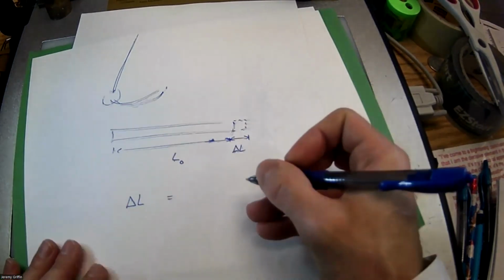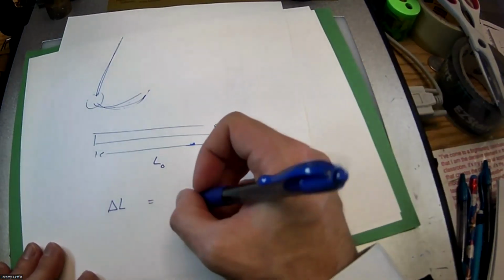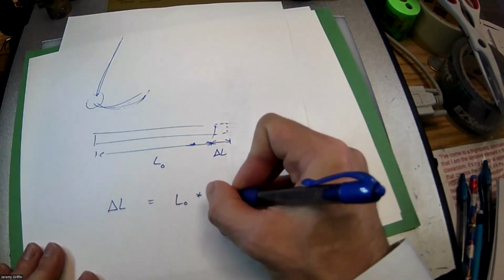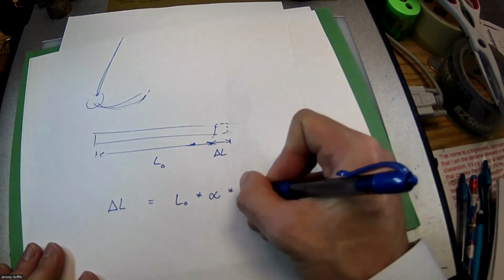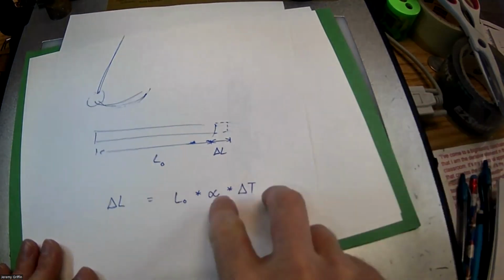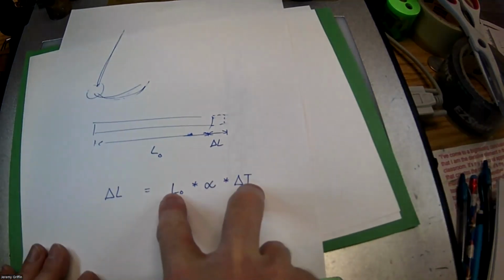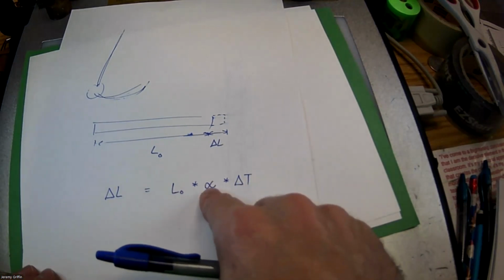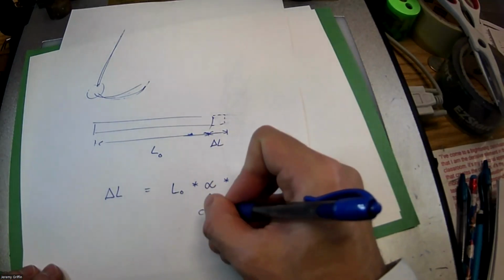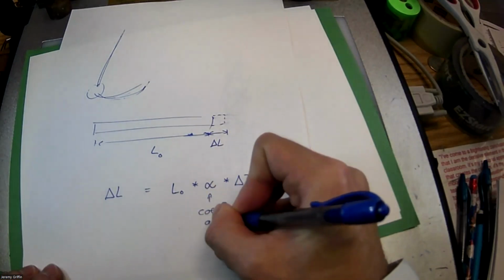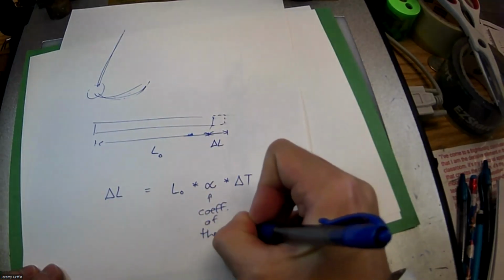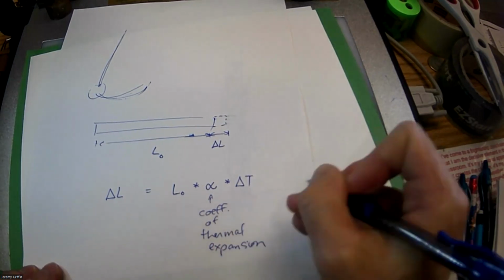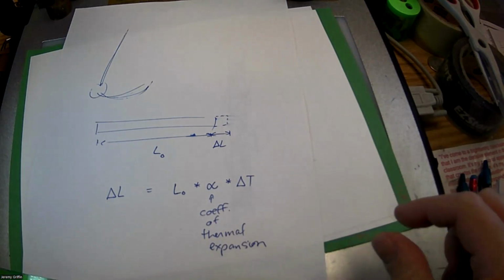So, an engineering materials concept: delta L is the original length times the coefficient of thermal expansion times the change in the temperature. So original length, change in temperature, and this is the coefficient of thermal expansion. I know we use alpha for other things too, right? Coefficient of thermal expansion. So just to add to your knowledge a little bit.